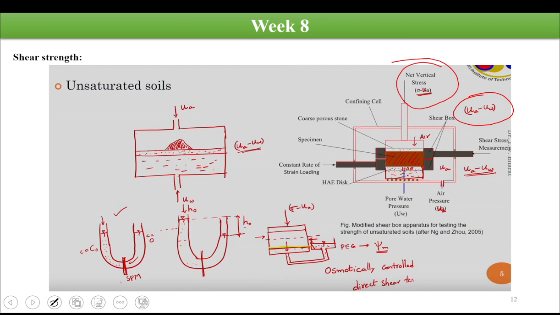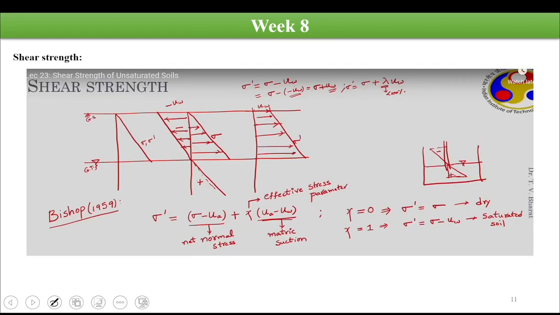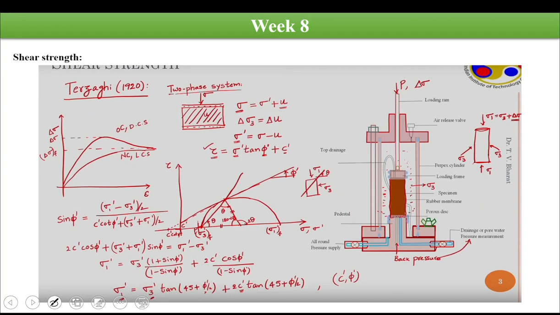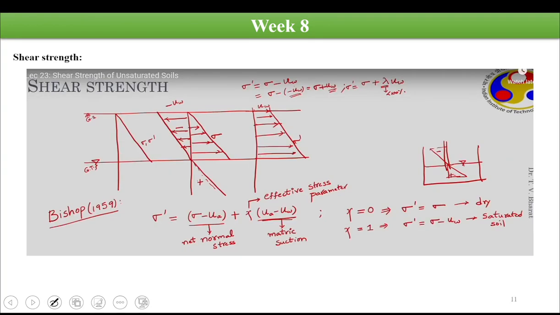So the same test can be performed in the controlled environment for different suction levels. And the similar concept is valid for the triaxial test.